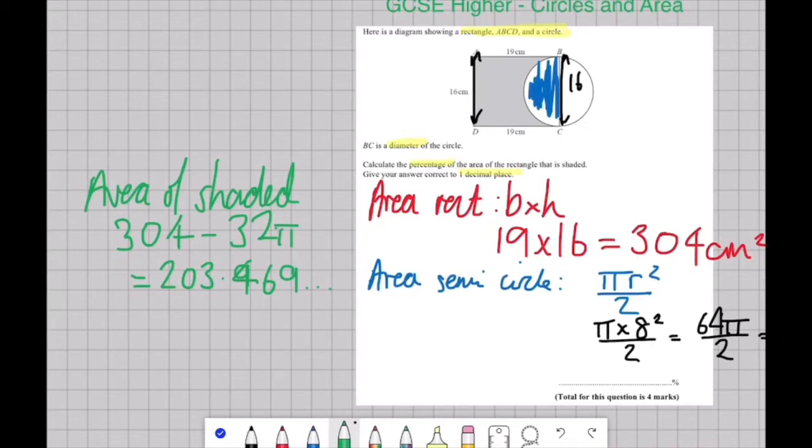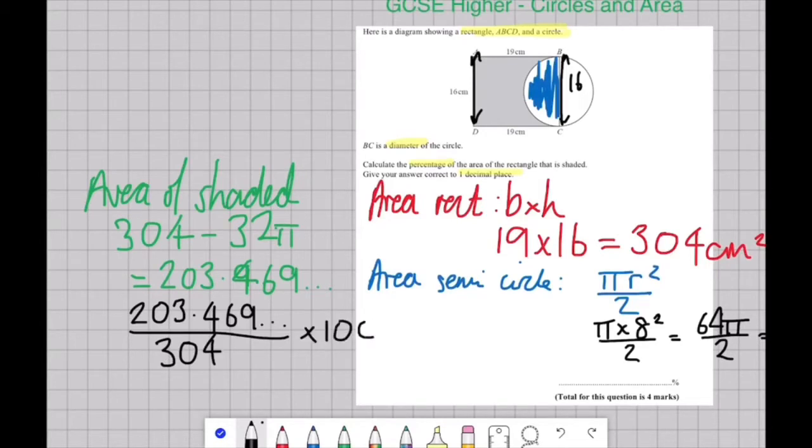Now the question's not asking for that area, it's asking for the area as a percentage of the total rectangle. So that out of the area of the total rectangle. So I'm going to do 203.469, and I'm leaving that on my calculator. I can use that number there, or I can use the answer button. So divide that by the total area, so 304, and then times it by 100, because I want it as a percentage.